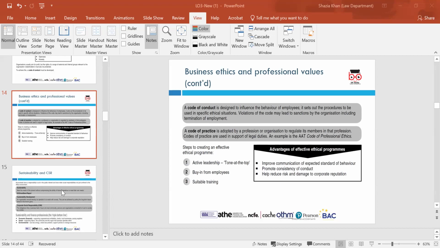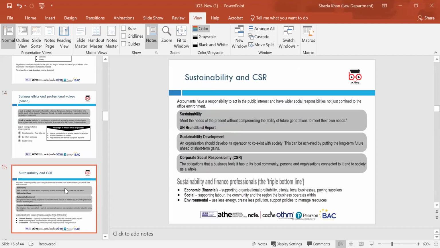So, sustainability and CSR. In practice, many companies use the terms CSR, which is corporate social responsibility, and sustainability interchangeably. For example, some companies have sustainability strategies and a sustainability report, while others have corporate social responsibility strategies and a corporate social responsibility report. Many companies have also started using the term corporate responsibility as a synonym for CSR.